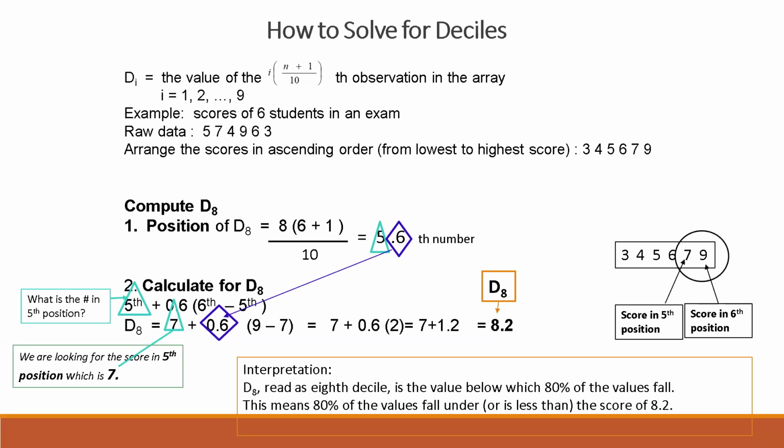So the 8th decile is the value below which 80% of the values fall. This means 80% of the values fall under or are less than the score of 8.2. That is how we solve for deciles.